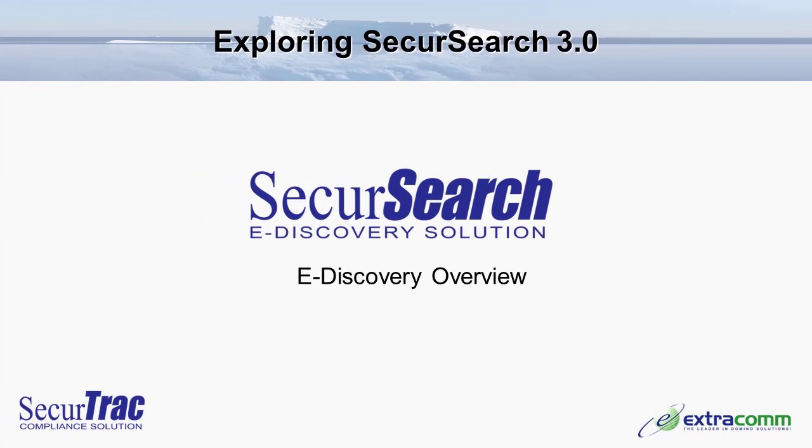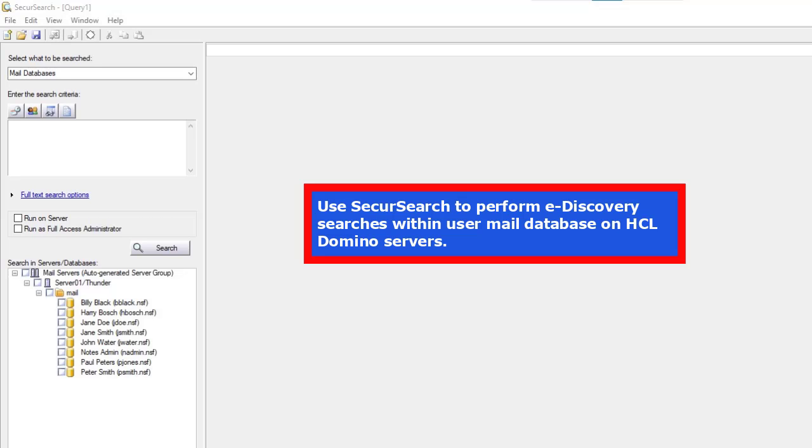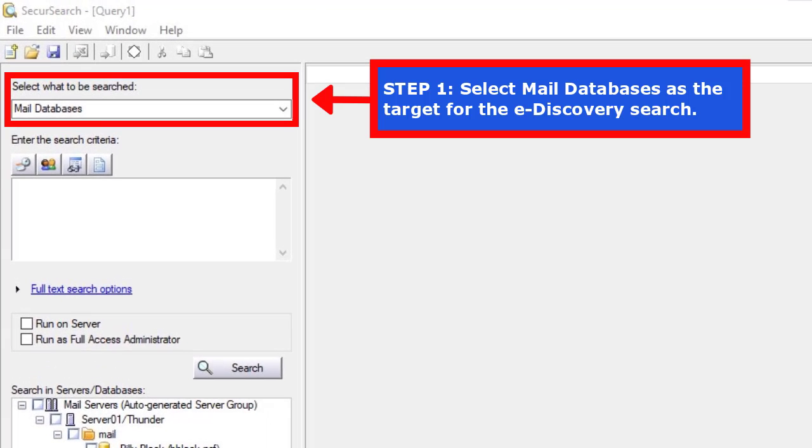Exploring SecurSearch. SecurSearch eDiscovery Overview. Use SecurSearch to perform eDiscovery searches within user mail databases on HCL Domino servers. Step 1. Select mail databases as the target for the eDiscovery search.